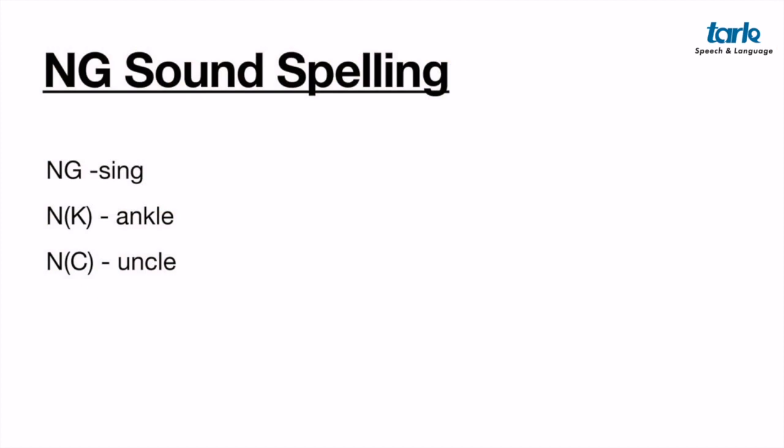And we see the NG, like I said, but then sometimes we have this little crazy situation where if the N is in the middle of a word, and then there is a K or a C after it, we're actually going to say an NG for that letter N. So we're going to say ankle and uncle. So that's that NG sound sneaking in there for that letter N.